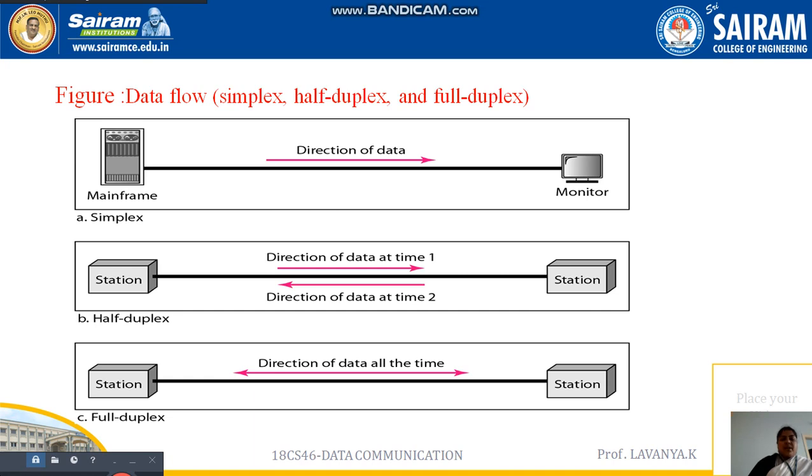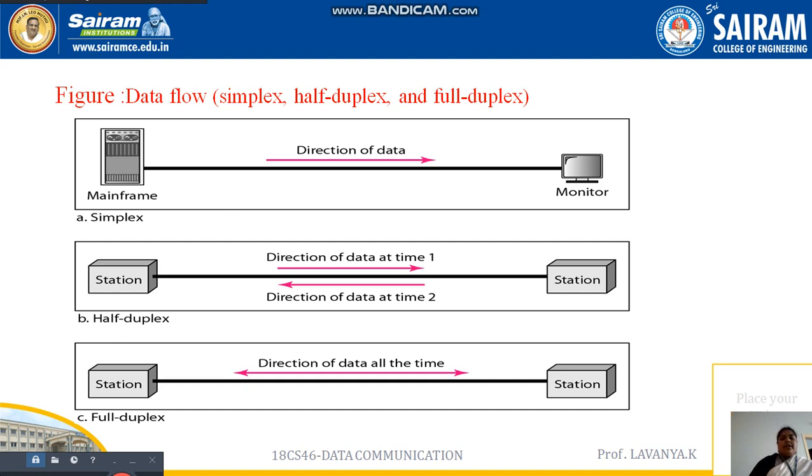I am repeating once again. Half duplex is nothing but each station can act as both transmitter and receiver. Each station can act as both sender and receiver. This side can send and the other side can receive, and then the other side can also send and this side can receive. So we call it transmitter and receiver, but not at the same time.